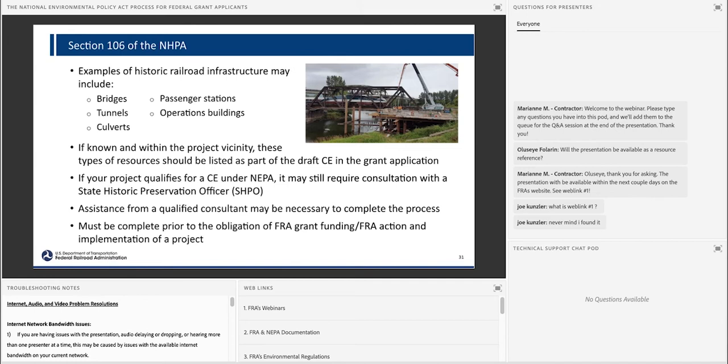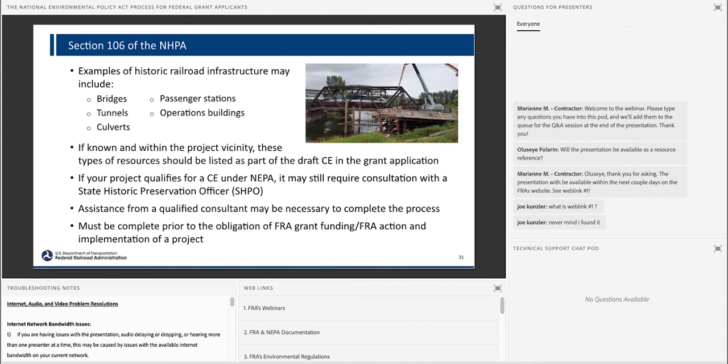Again, we're sharing this information today because some folks think only about the NEPA process. They're not thinking about the other environmental requirements that may accrue to a project. So if your project qualifies for a CE, as I've mentioned, even if it's one of the more simple ones that very easily fits in a category, folks need to be aware that it may still require a Section 106 review in coordination with the State Historic Preservation Officer, or SHPO. And in some cases, the grantee may need to procure or get assistance from a qualified consultant to be able to complete the process.